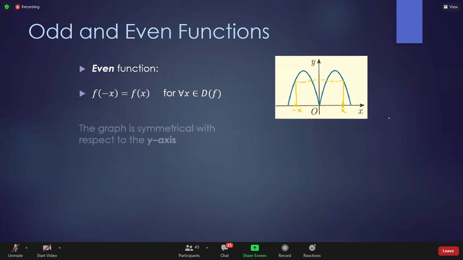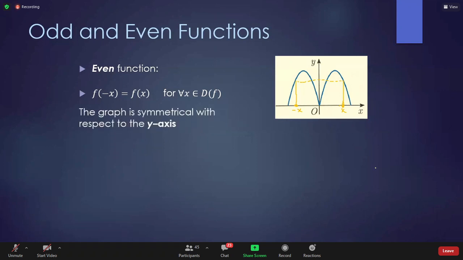The most common example for even functions is the power function with an even power. For example, y equals x squared, y equals x to the fourth. So even powers. This is where the name even comes from.